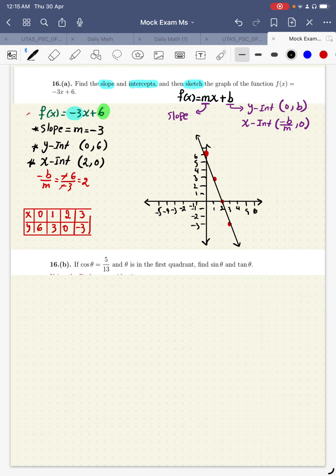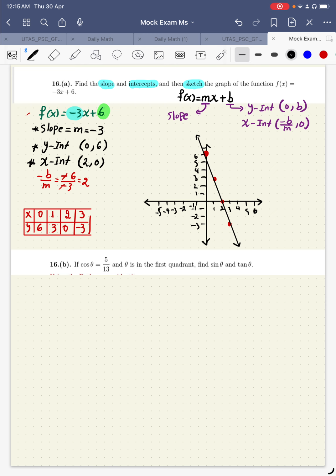Okay, this one is pretty easy. It is not like sketching a quadratic function. It is a linear function, so you only need to find the slope, x-intercept and y-intercept, plot those points, and find a few points to be accurate, and you are done.